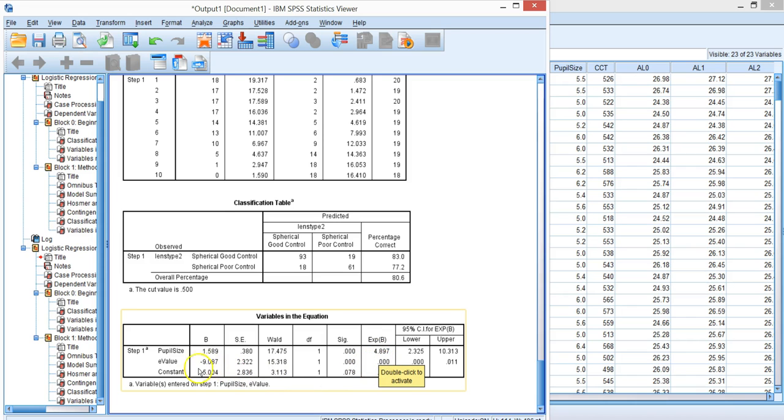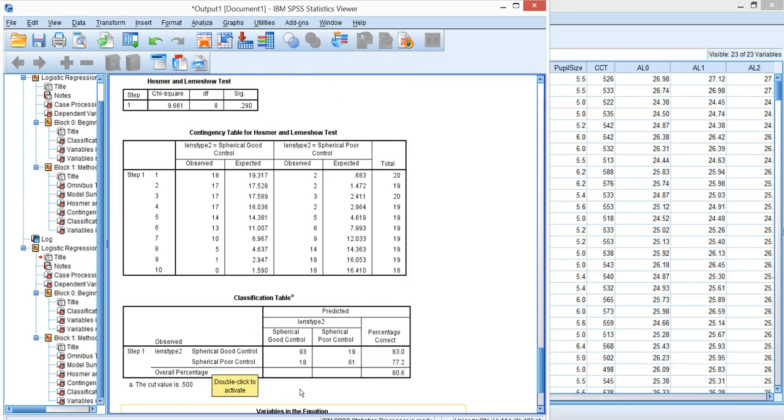E value goes the other way, it's negative. So the higher the E value, and this is eccentricity, where 0 is perfectly sphere and 1 is an oval, as it gets closer to a sphere, it is more likely to be a poor control group. So rounder eyes with big pupils tend to be poor control in myopia, and more prolate eyes with smaller pupils tend to have good control with those spherical lenses.